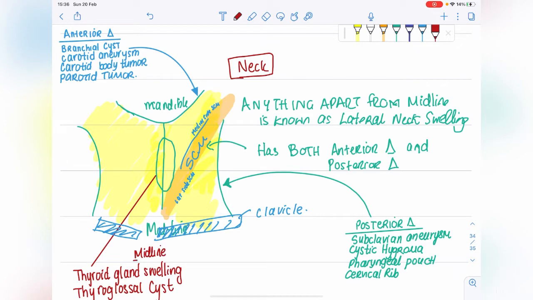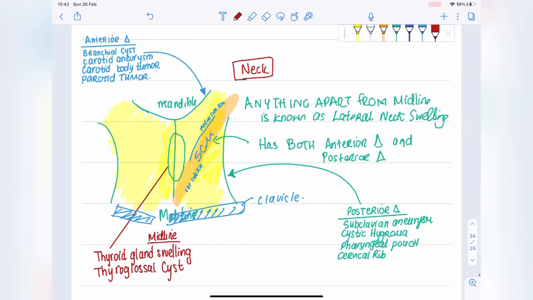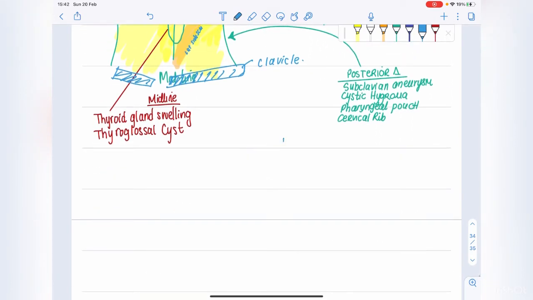So the midline masses were the thyroid gland swelling and the thyroglossal cyst. The thyroid gland swelling can be a hyperthyroid goiter, a hypothyroid goiter, or a euthyroid goiter, which I'll talk about soon. Okay, so those are the important neck swellings, and just remember the sternocleidomastoid and the anterior triangle and the posterior.